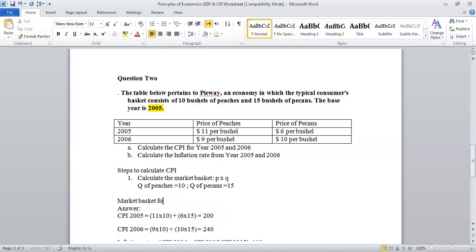يبقى أنا الماركت basket for year 2005 is the prices of peaches in 2005, this is 11, times the quantity, which is 10, plus what is the price of pecans? 6 times 15. You get 200.